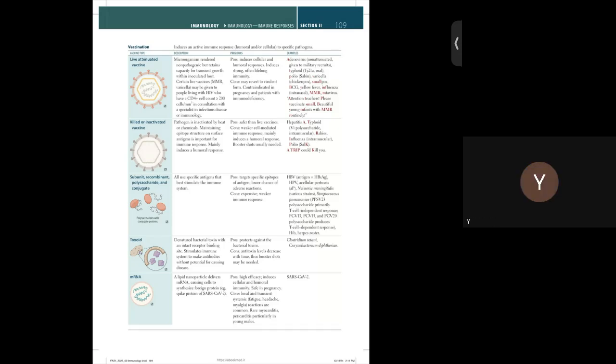I have a doubt. One last doubt. This polysaccharide conjugate vaccine is recommended in splenectomy patients. So, how do splenectomy patients get the antibodies to this vaccine? They don't have a spleen. How are they generating a good immune response without a spleen?